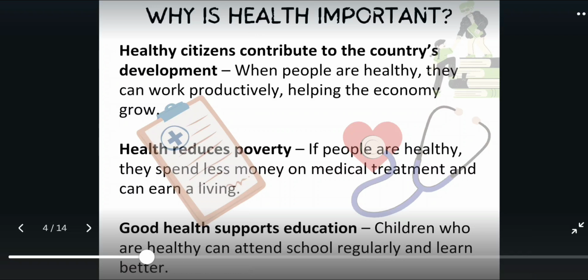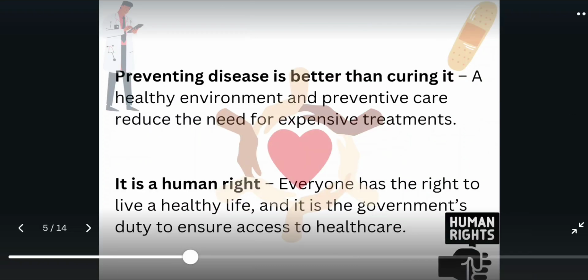Next, good health supports education. Children who are healthy can attend school regularly and learn better. You might understand this point better, right? You are a student right now. You know whether you have been coming to school regularly or missing school due to certain illness. And when you fall sick, you know what you have to go through, isn't it? So if all the aspects are healthy, physical, mental, emotional, when you feel that you are at your best, that is when you attend school regularly, isn't it?